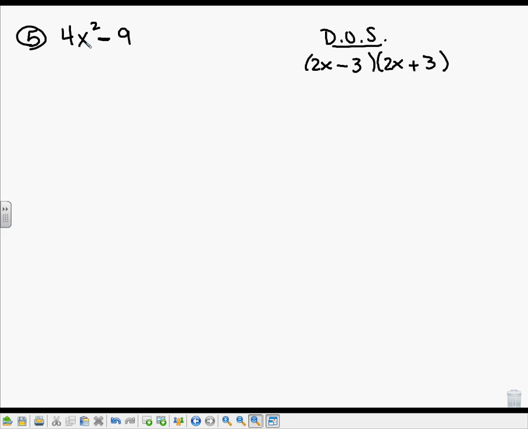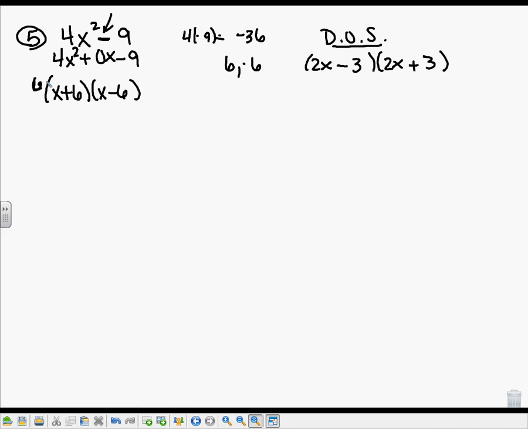Or we can do bottoms up as well. You would take 4 times negative 9, which is what? 4 times negative 9 is going to be negative 36. What multiplies to negative 36 but adds to 0? This is really 4x squared plus 0x minus 9. So you would want 6 and negative 6. So you have x plus 6 and x minus 6. What do I need to divide by to do bottoms up? This 4 in front of the square. If it reduces, you have to reduce it. So that's 3 halves.